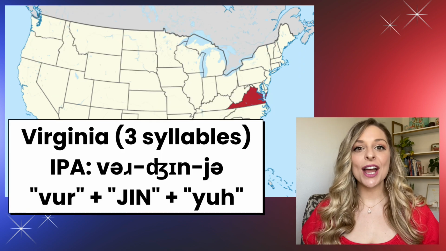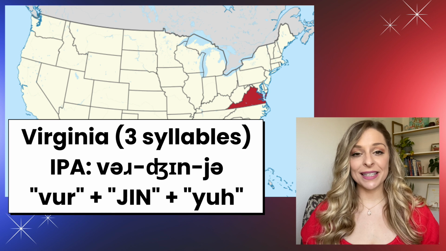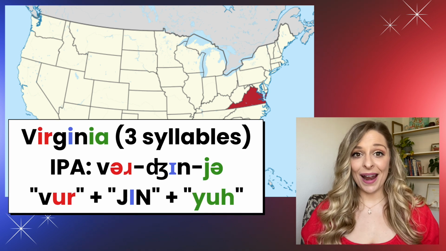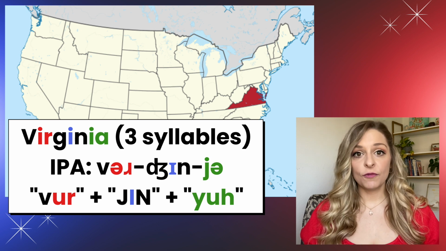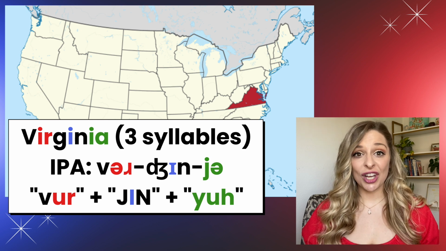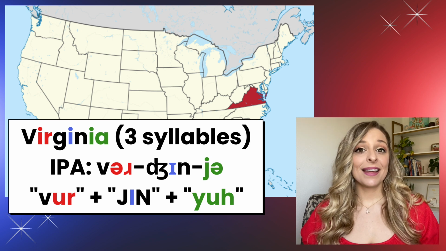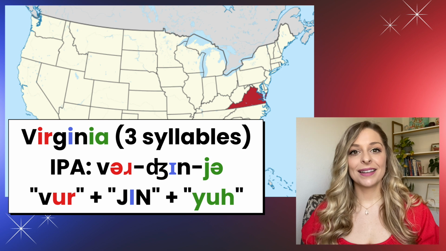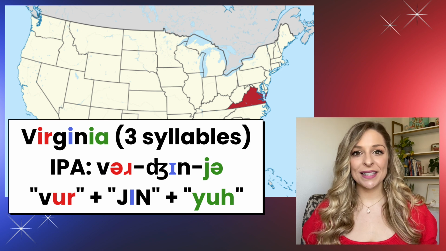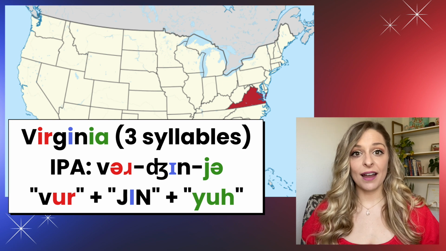And number 46, Virginia. This word is three syllables and it is kind of difficult because each I makes a different sound. In the first syllable, we have ver. The second syllable we have gin. This is the stressed syllable, Vir-gin. And then in the last syllable we have this ia, which makes a ya sound. So to put it all together, we say Virginia.